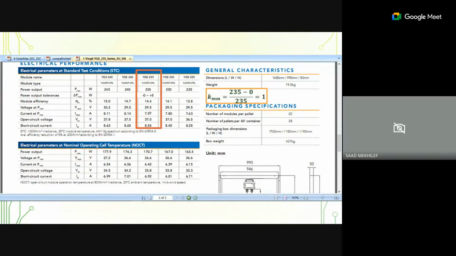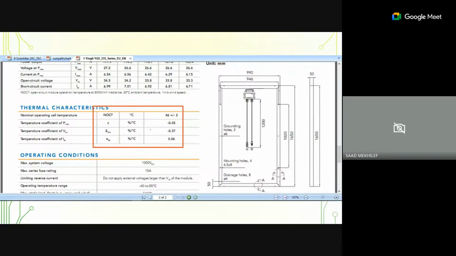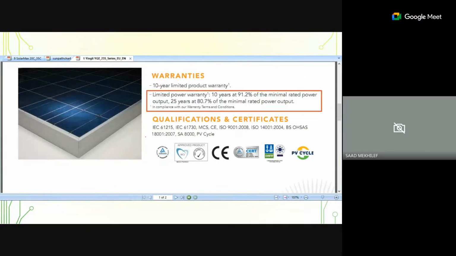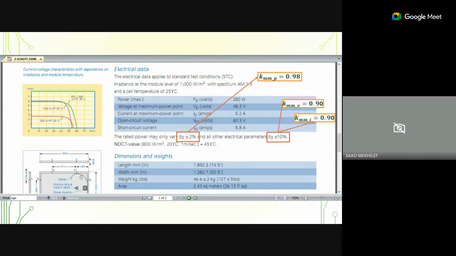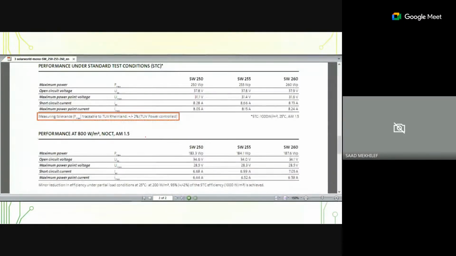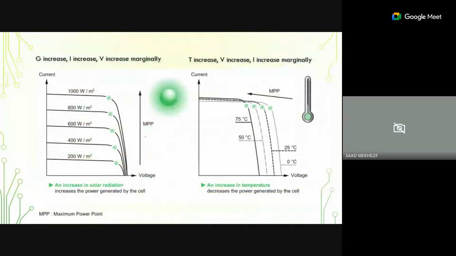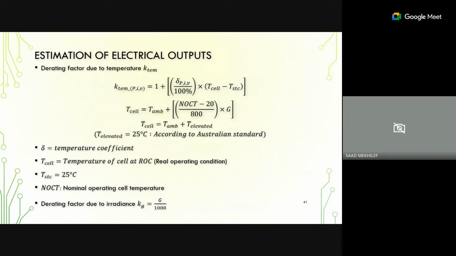So I explained before the data sheet. We need to know how to read a data sheet. The temperature coefficient is very important. The thermal rating, I think I have explained this one. Let me go back. I think we have explained this MPPT already.